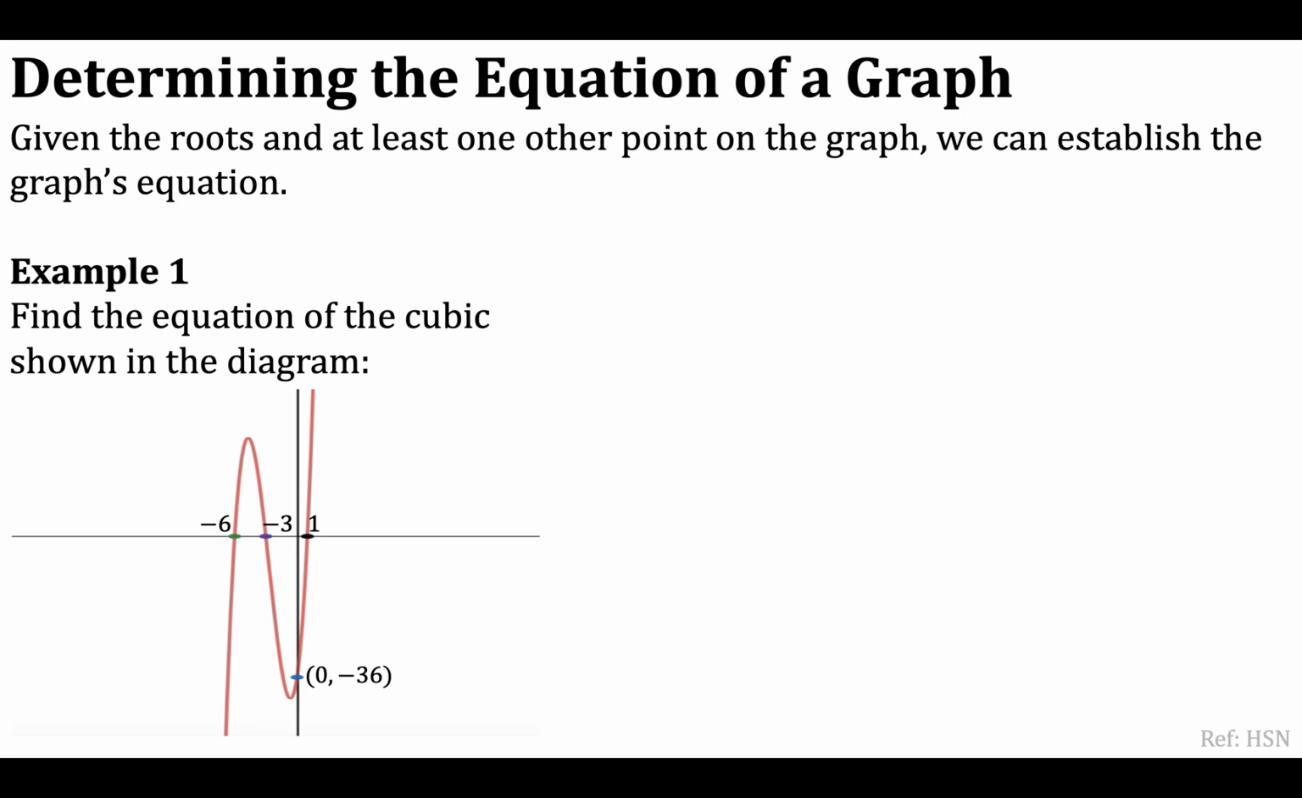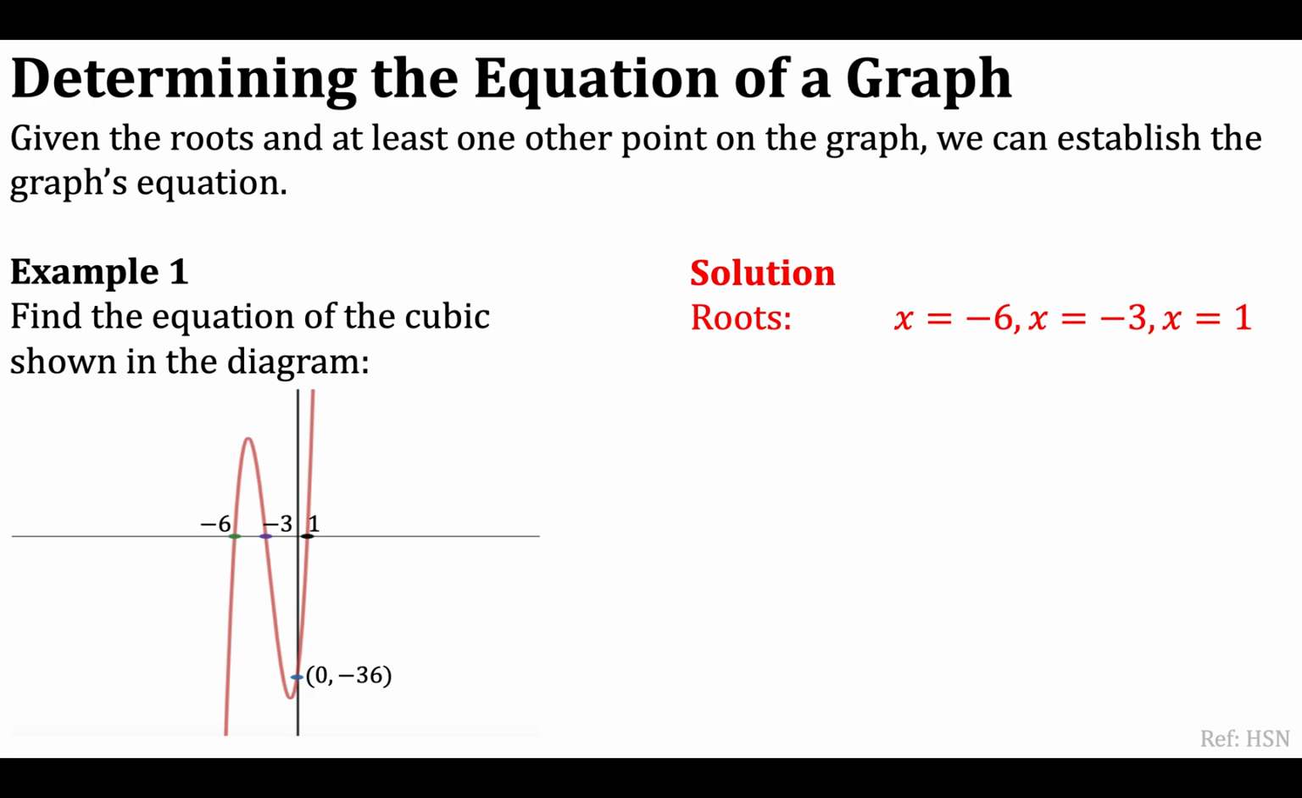Now you can see here that obviously a cubic has 3 roots in this diagram, and you can see that we've got this other point that we talked about up here. So we've got the point (0, -36). So I'm just going to record what roots I've got. I've got x equals -6, x equals -3, and x equals 1.